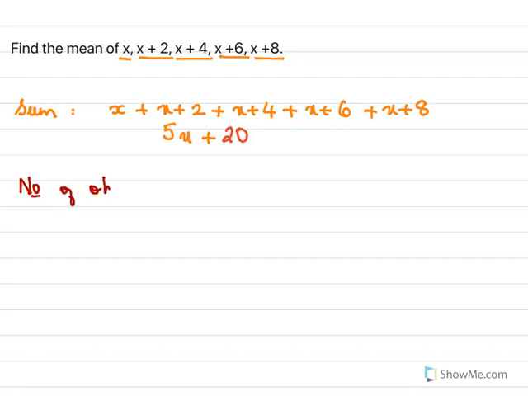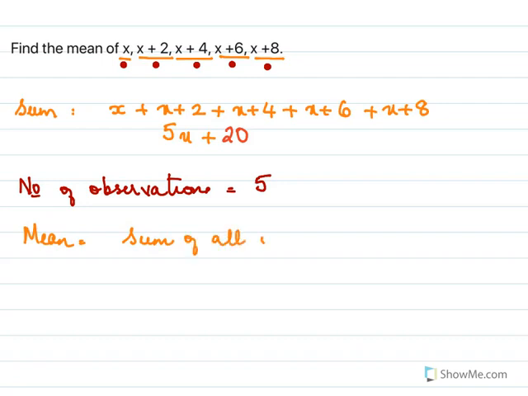Number of observations. If you see, we have 1, 2, 3, 4, 5 observations. So now to find the mean, sum of all observations divided by number of observations.